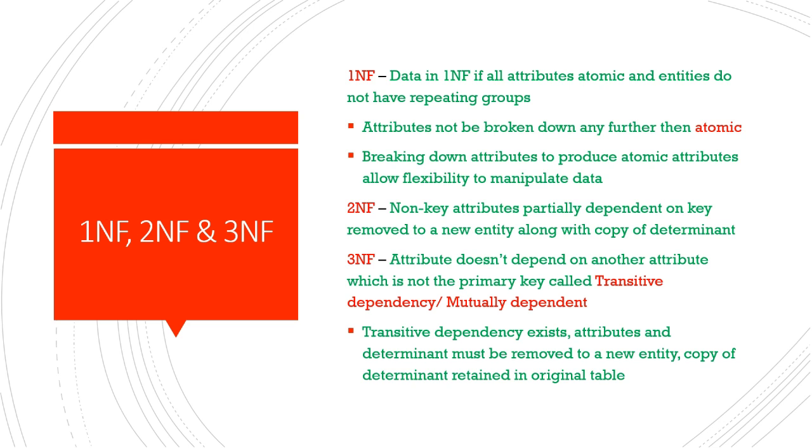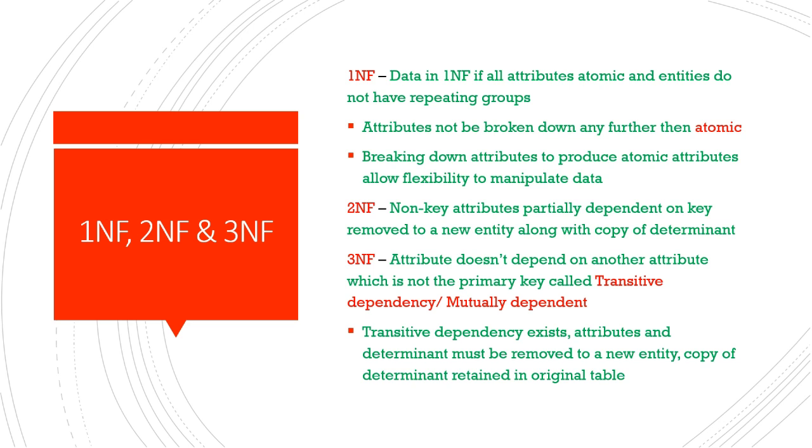So your second normal form, non-key attributes that are partially dependent on the key are removed to a new entity along with a copy of the determinant. That sounds very complicated, but it essentially isn't. You're just looking at that there and you're saying, right, what depends on the primary key here? You're looking at your new entity. Let's say you have two entities here. You have member and then you have order. You're looking at all the fields in the order table, the ones that are not dependent on the order ID, so the ones that don't really relate to order ID, you move them into a new entity yourself. That's essentially what you're doing.